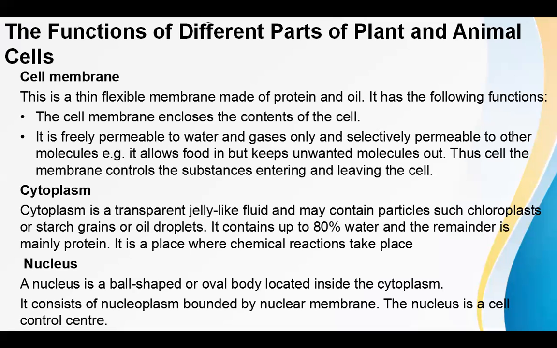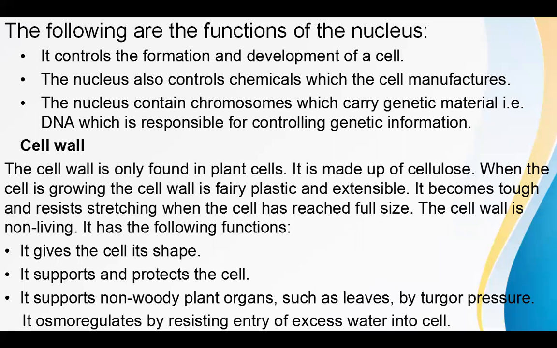Nucleus is the ball-shaped or oval body located inside the cytoplasm. Basically, it consists of nucleoplasm bounded by nuclear membrane, and the nucleus is the control center of the cell. Now let's see the various functions of the nucleus. First one is that it controls the formation and the development of the cell. Also controls the chemicals which the cell manufactures. The third one is that the nucleus contains the chromosomes which carry genetic materials. This means the DNA, which is responsible for controlling the genetic information.